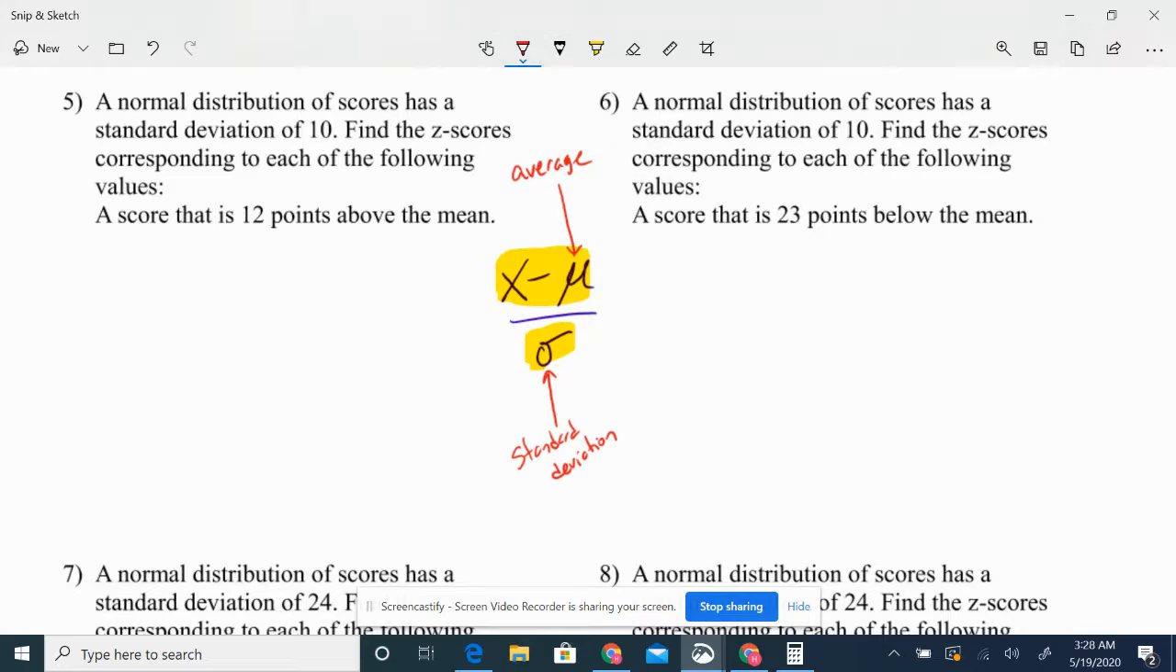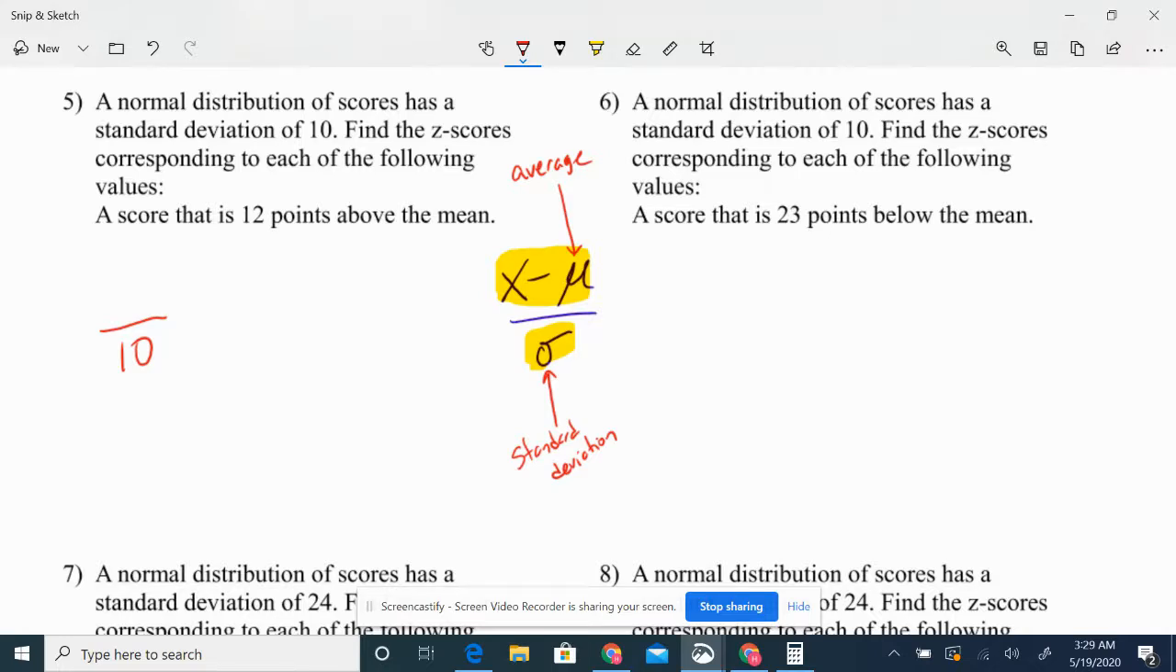Now let's take a look. A normal distribution of scores has a standard deviation of 10. So on my fraction, I'm going to have a 10 at the bottom. Find the z-scores corresponding to each of the following values. A score that is 12 points above the mean.